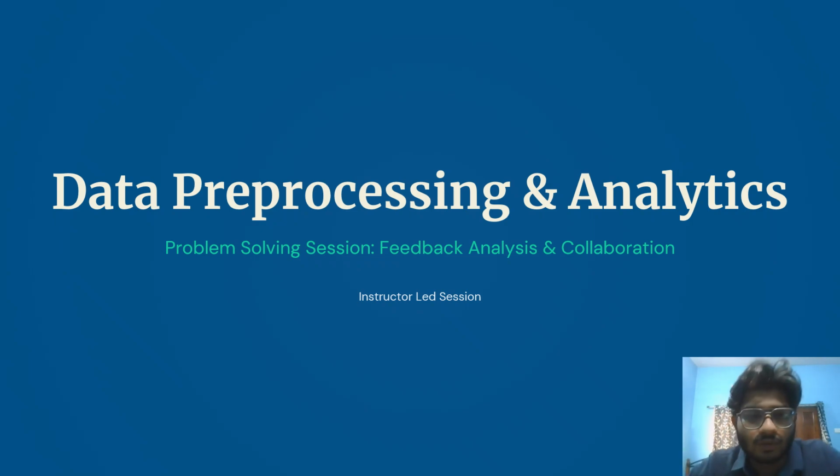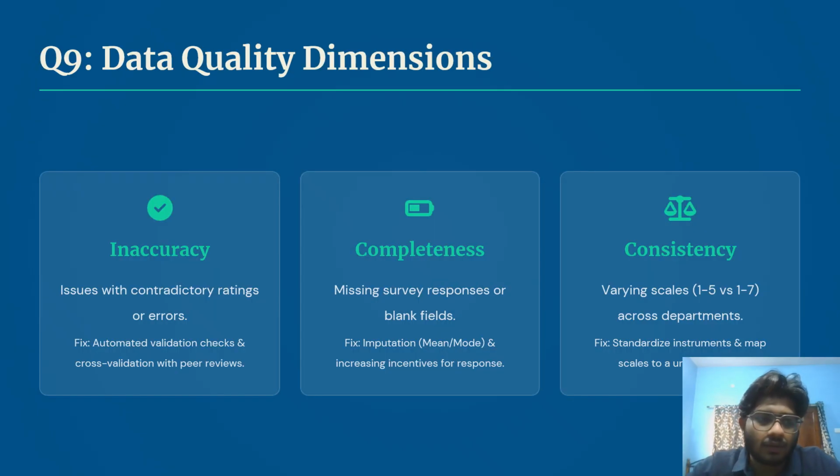Hello everyone. Today we will continue our last question paper where we left off at question number 8. Now we will discuss question number 9. Here it is asked about data quality dimensions. We have three data quality dimensions: inaccuracy, completeness, and consistency.